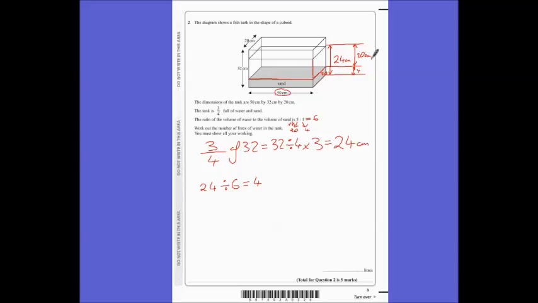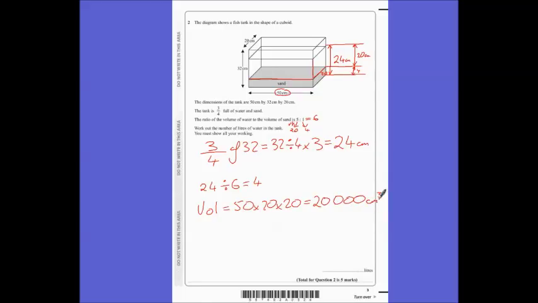So to work out the volume of water now, we can just do length times width times height, which is 50 times 20 times 20. 5 times 2 is 10, times 2 is 20, and then add your 3 zeros, that's 20,000 centimetres cubed.